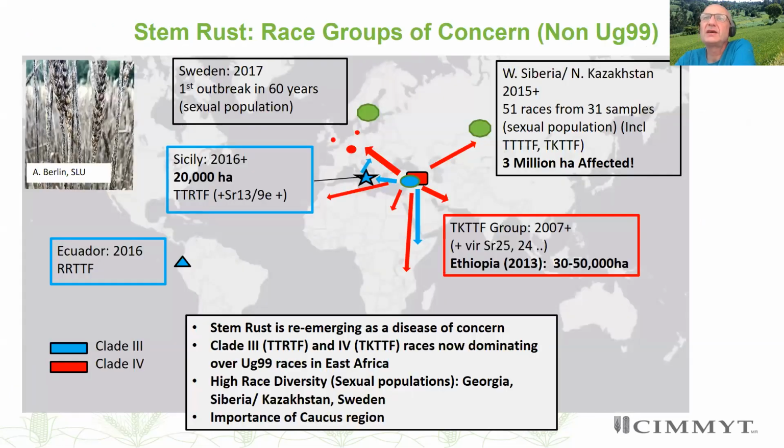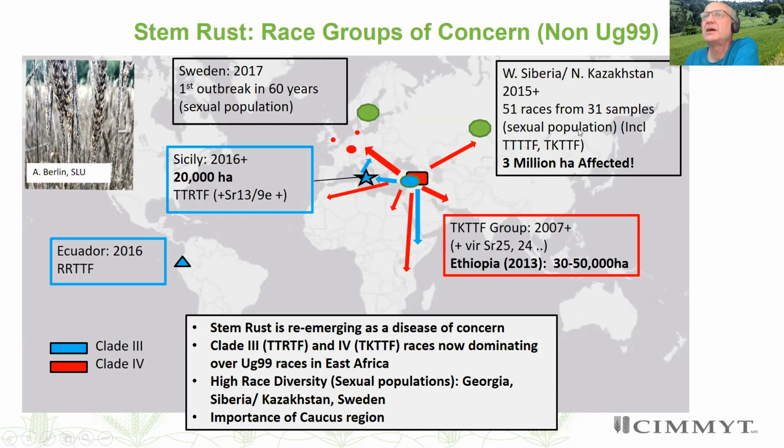Just to illustrate this and flag some of the recent events, we're seeing large-scale outbreaks of stem rust in many different places. And all of these have been caused by non-UG99 races. In Sicily, we saw 20,000 hectares, and probably in a subsequent season, more like 50,000 hectares affected. This was a clade 3 race. Similarly, in Ethiopia, we saw a large epidemic in 2013, 50,000 hectares affected again. This was a clade 4 race that was behind that outbreak.